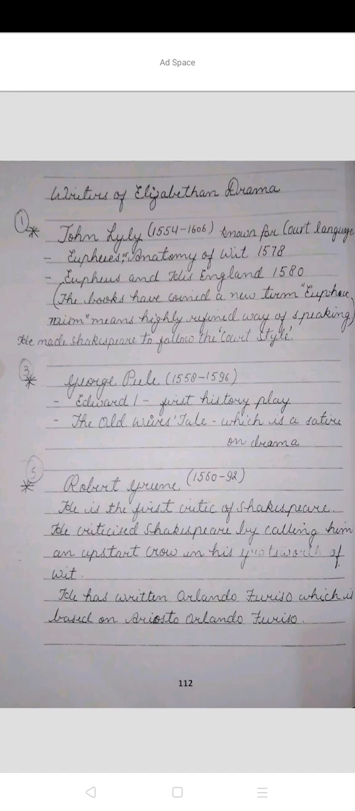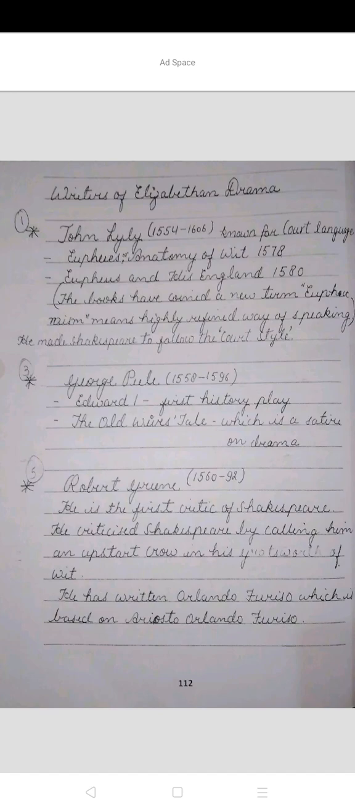Writers of Elizabethan drama. The first is John Lyly, whose birth and death is 1554 to 1606, known for court language. Euphues, or the Anatomy of Wit, was published in 1578. Then Euphues and His England was published in 1580. The book coined a new term, Euphuism.